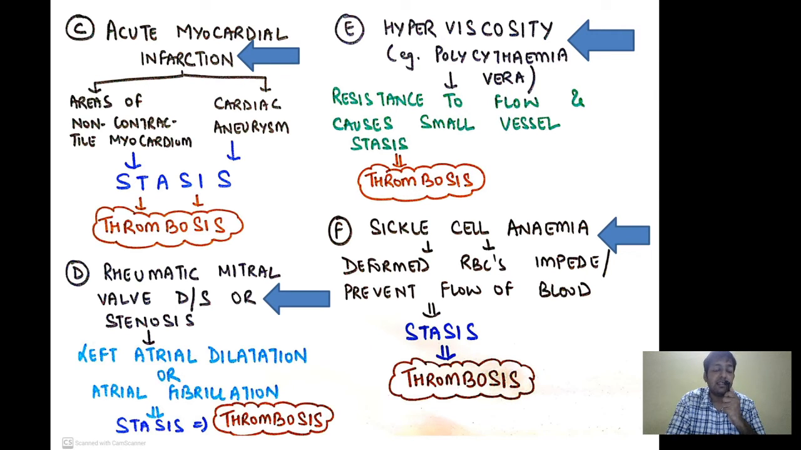And the sixth important cause is sickle cell anemia. Again, this is a hemolytic anemia wherein the deformed red blood cells will impede, or prevent, the flow of blood, ultimately leading to stasis and thrombosis.